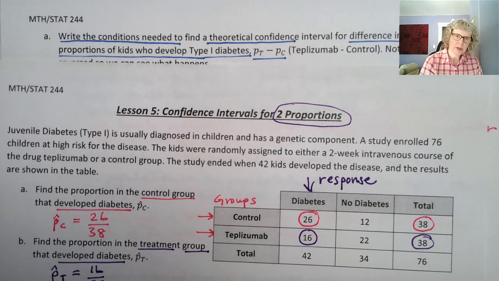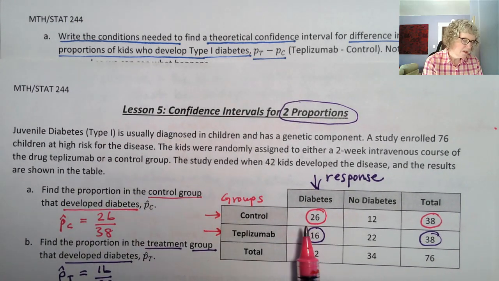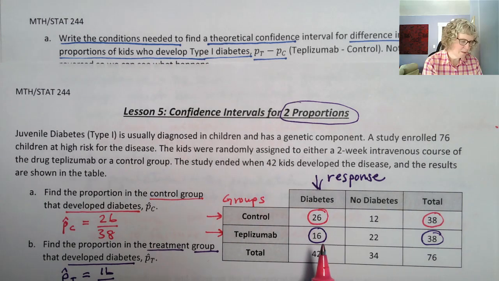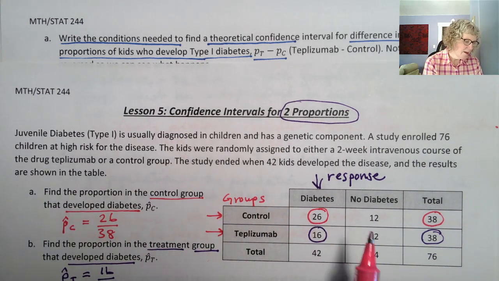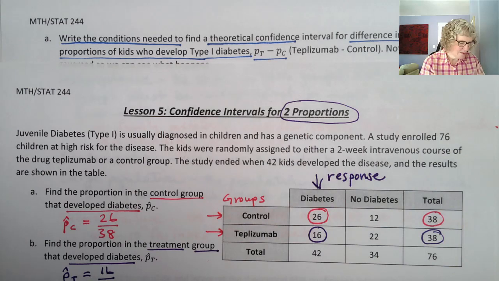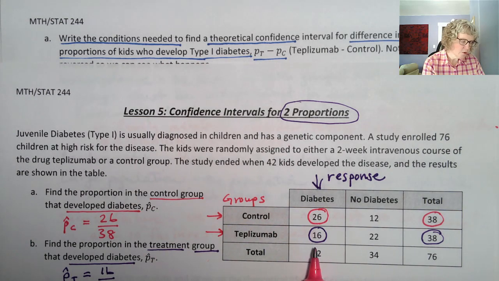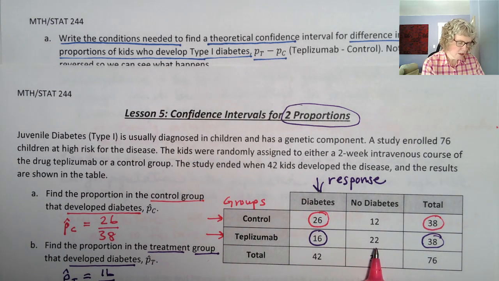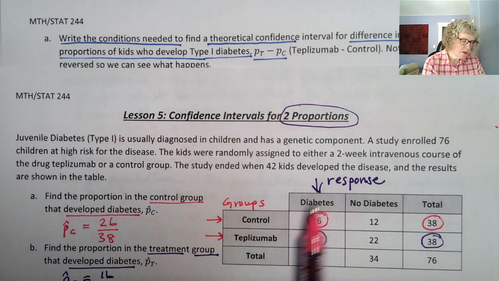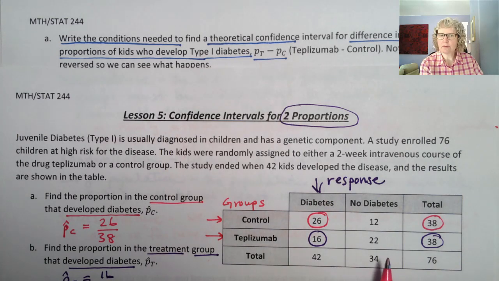Success is what we're measuring, right? Which in this case is not what we want, not what someone wants, which is developing diabetes. So success, that's why it's in quotes, is what we measure. In this study, we had 26 kids develop in the control group and 16 in the treatment group. 12 did not in the control group and 22 did not. So these four interior numbers are the successes and failures.